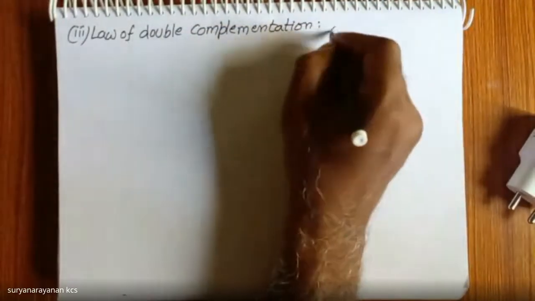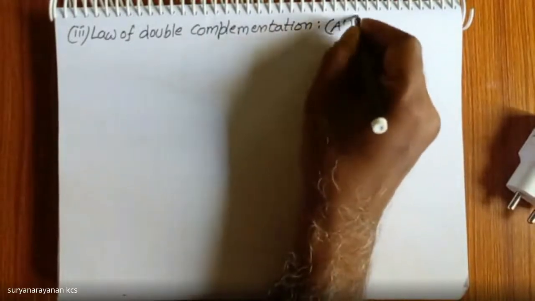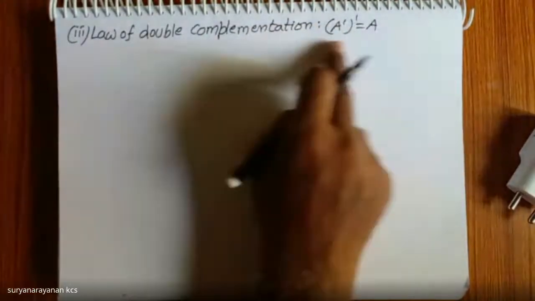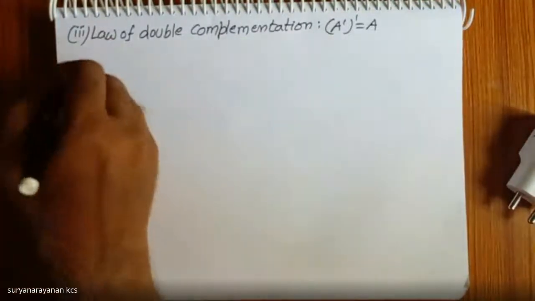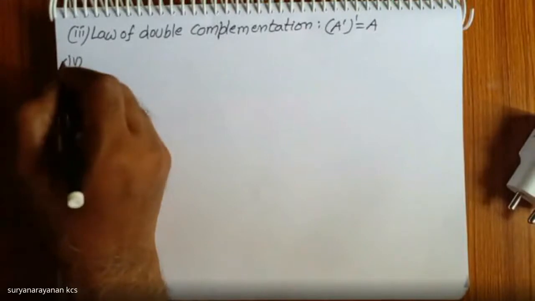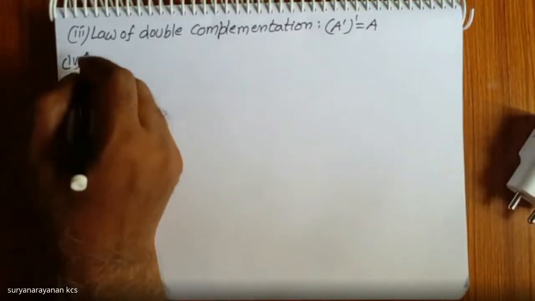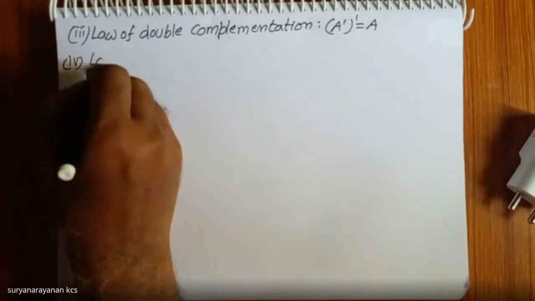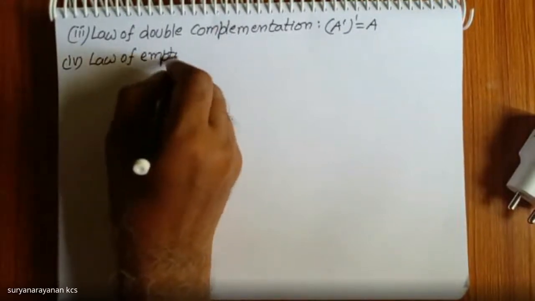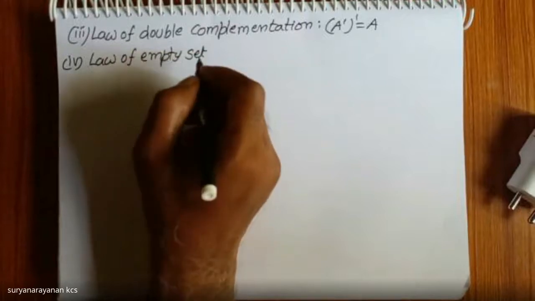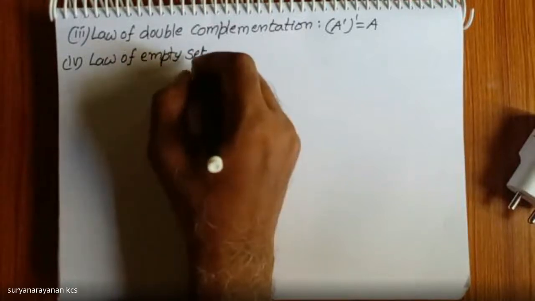This is A dash whole dash is equal to A. This property is called law of double complementation. And the fourth one is law of empty set. Law of empty set and universal set.